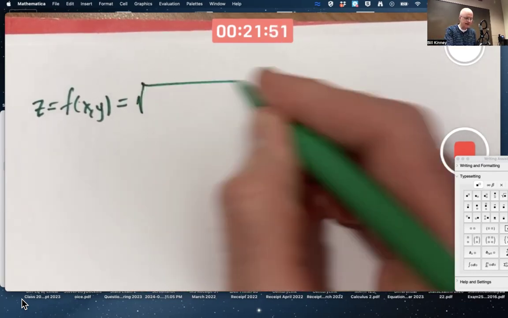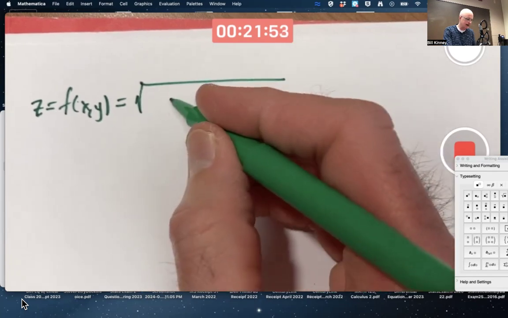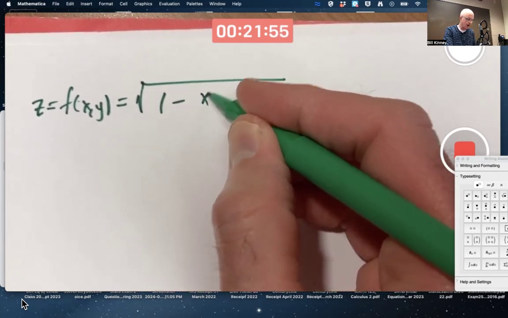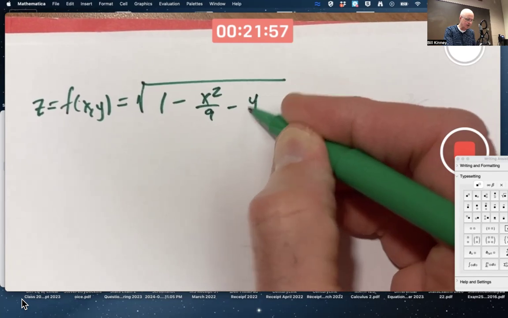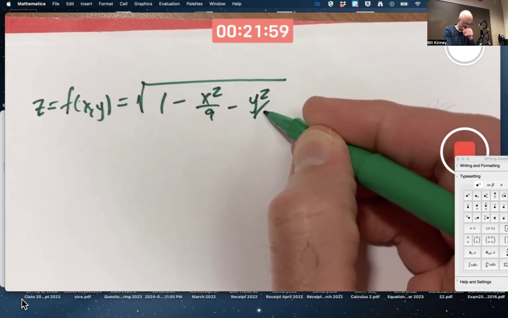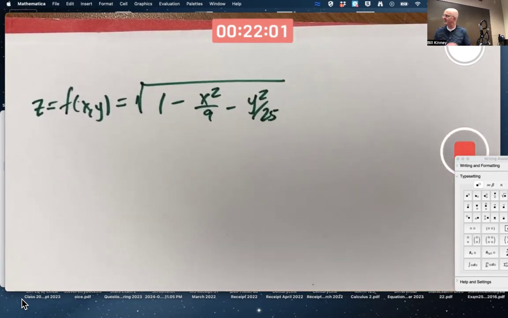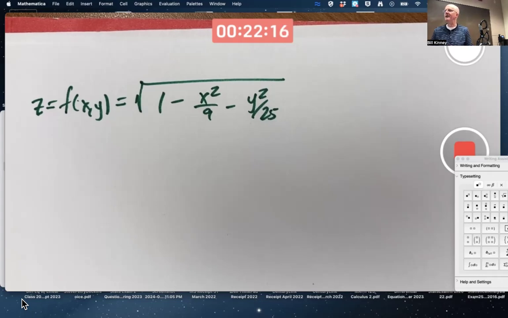Take f of x, y to be the square root of, say, something like 1 minus x squared over 9 minus y squared over 25 or something. Some example somewhat similar to this was our first example in chapter 12, when we were thinking about functions of more than one variable. I'm interested in optimizing this function, finding its maximum and minimum values.